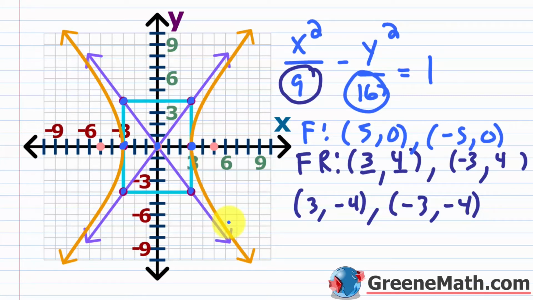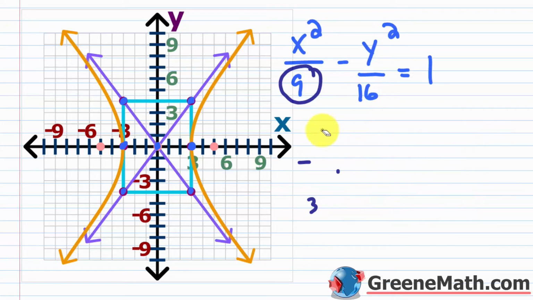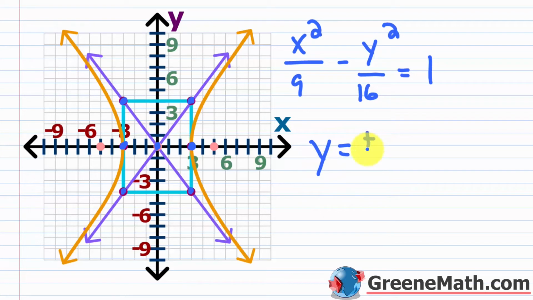Now, another way to get these lines or these asymptotes, let me just erase this because my screen's going to get too busy. You have this formula that says y is equal to plus or minus, I'm just going to say rise over run, okay? And I'm going to tell you why in a minute, times x, okay?